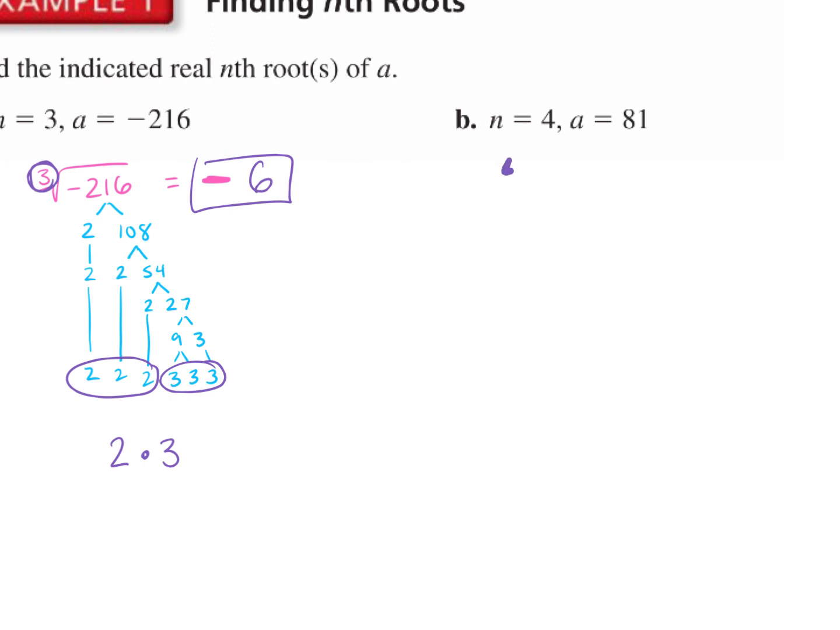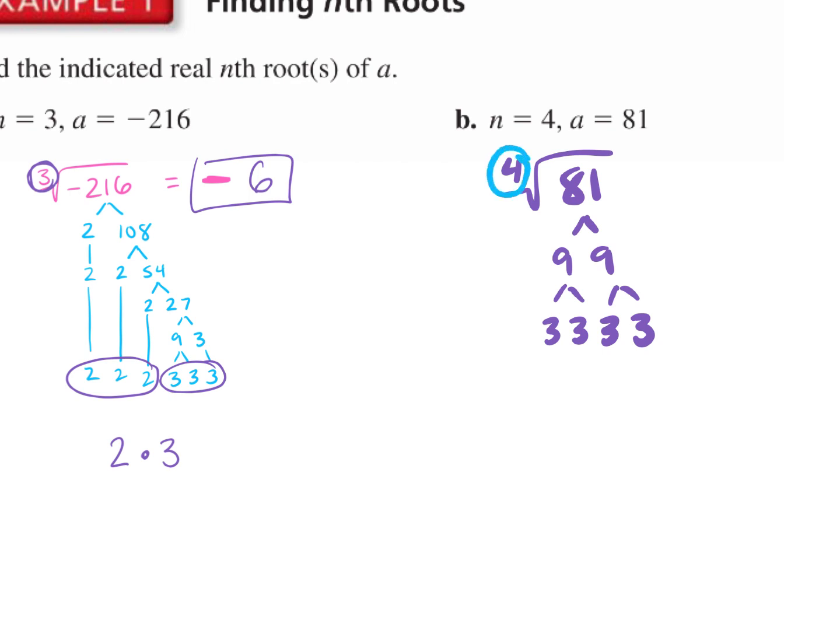So the next one, we're taking the fourth root of 81. So what are two factors of 81? 9 and 9. And two factors of 9? 3 and 3. And 3 and 3. I'm circling how many of a kind here? Four of a kind. Do I have four of a kind? Yep. So what would come to the outside? Three. So my answer would be three.